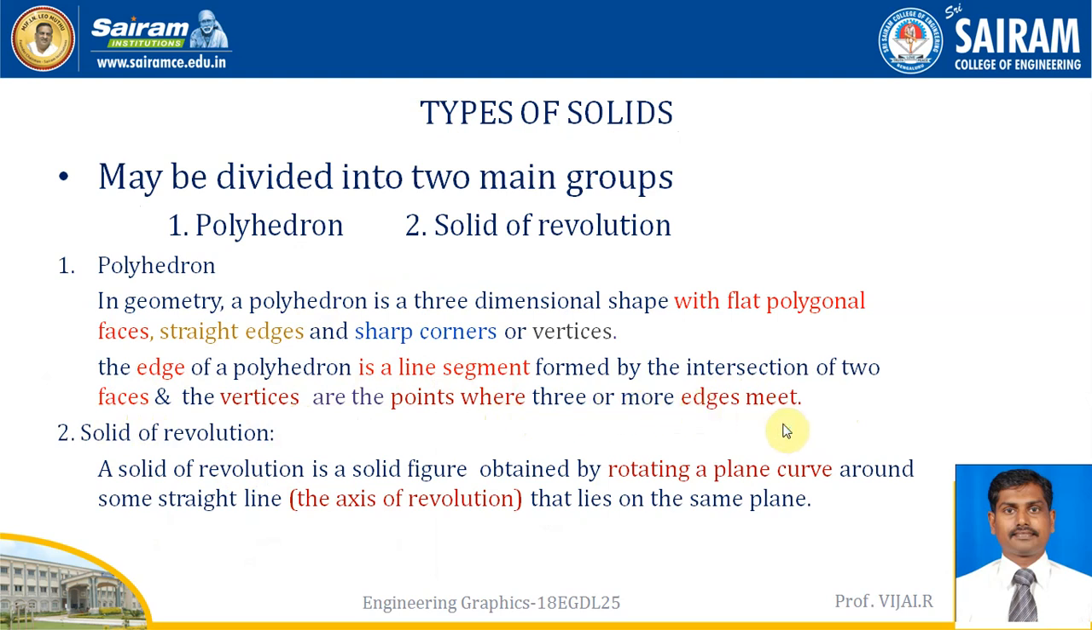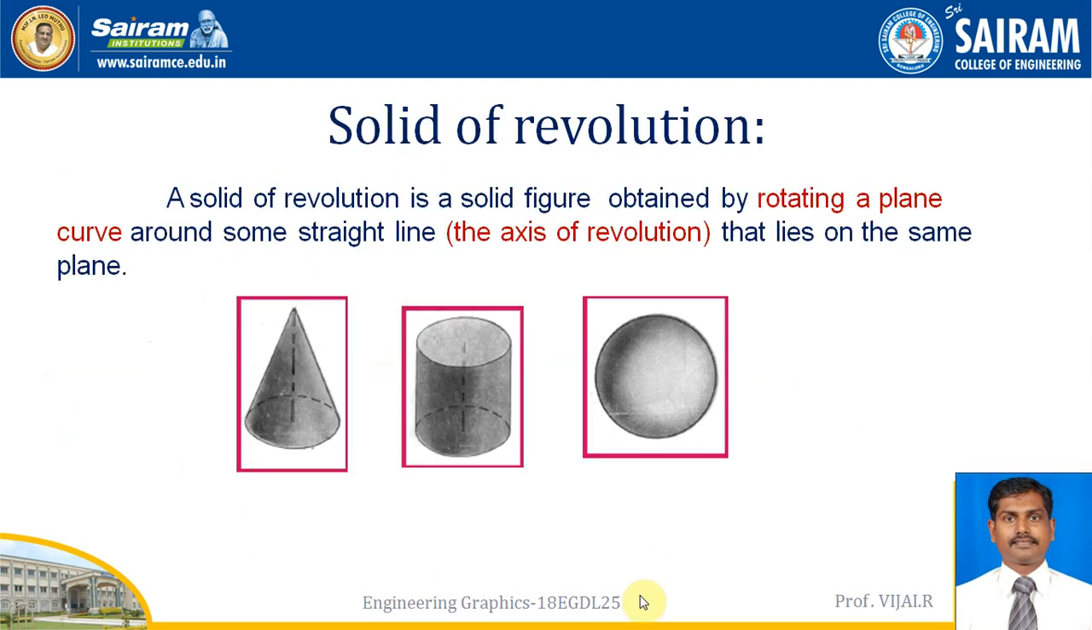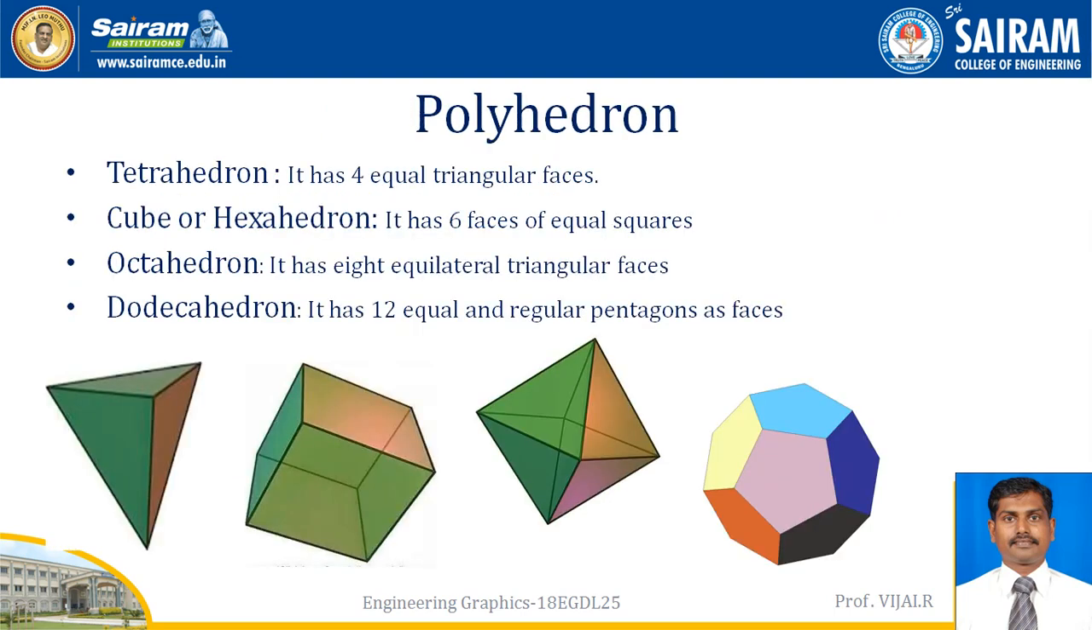So that is the polyhedron. Now, the solid of revolution. What do you mean by a solid of revolution? A solid of revolution is a figure which can be obtained by rotating a plane surface, like a triangular surface or rectangular surface, around an axis. A cone can be created by rotating a triangular surface around the axis, and rotating a rectangular surface around the axis creates a cylinder. A semicircle revolved around the axis creates a sphere.